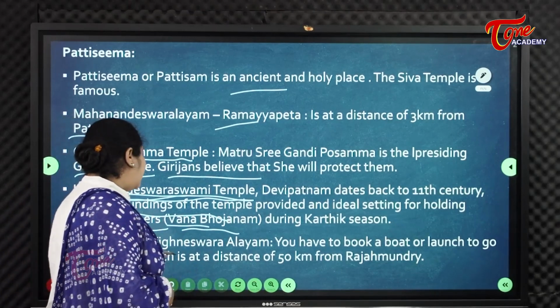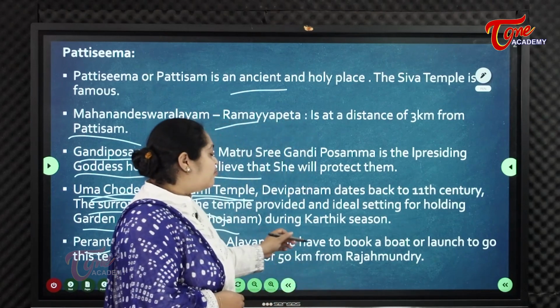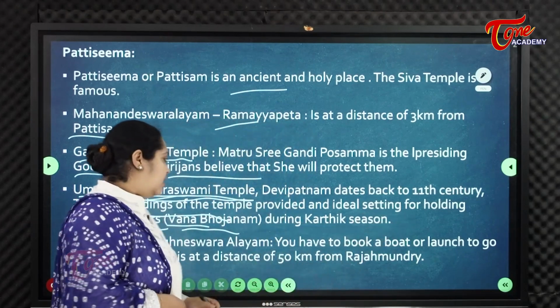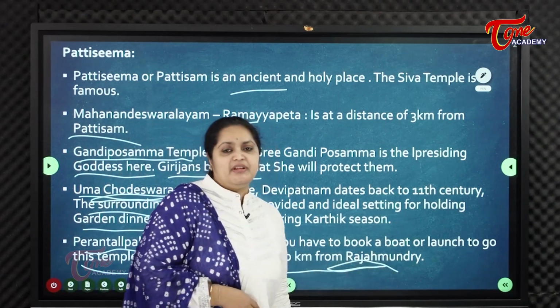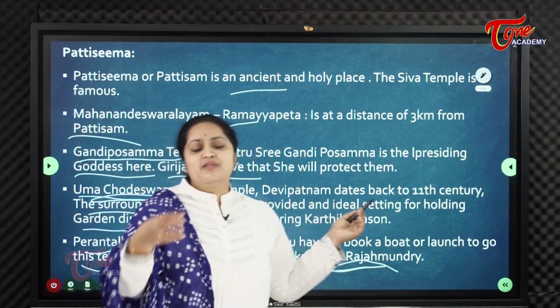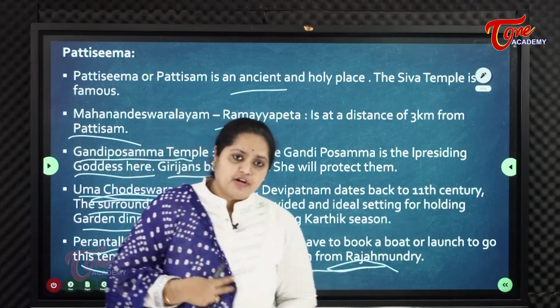Perantalapalli Vigneshwar Alayam, Perantalapalli, is also very famous. You have to book a boat or launch to go to this temple, which is at a distance of 50 kilometers from Rajahmundry. So to visit Perantalapalli, you have to book a boat or a launch.